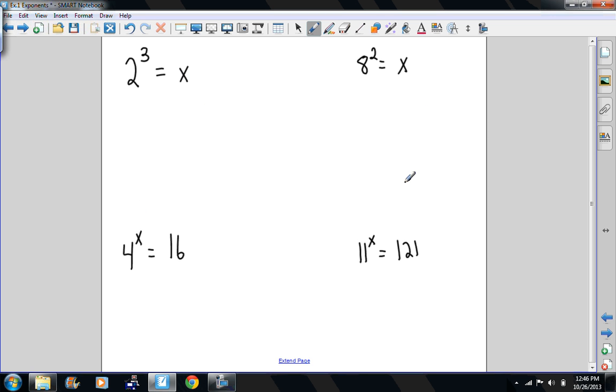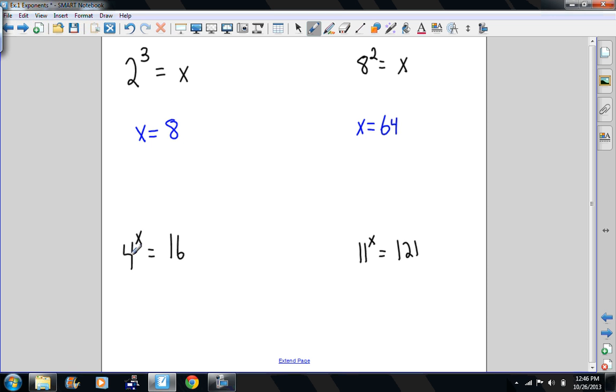So moving on to some examples. If we have 2 cubed equals x, well, the x is by itself, so we don't have to do anything special to it. We just have to figure out that x is equal to 2 cubed, which we know is 8. Over here, 8 squared equals x, same idea. The x is by itself, so then we just have to know that x equals 64.